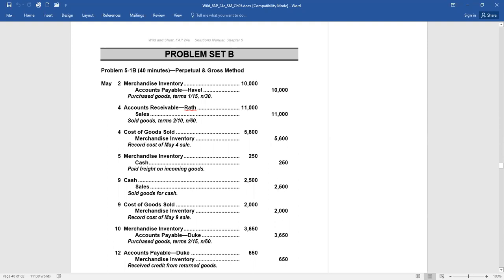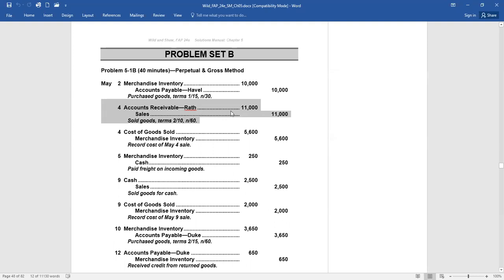Remember, this is IKEA returning merchandise they bought. Now, on the 14th, IKEA received the balance due from Rath Company for the invoice dated May 4th. So take a look. Here is the transaction from May 4th. On that day, Rath owed the company $11,000.